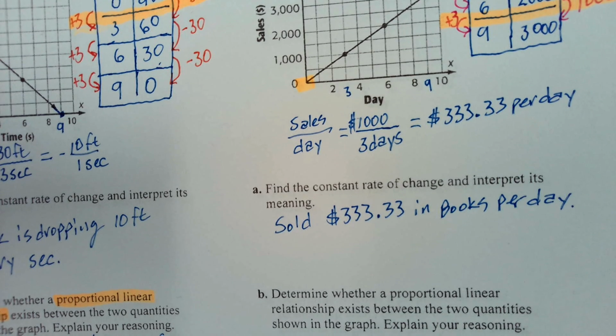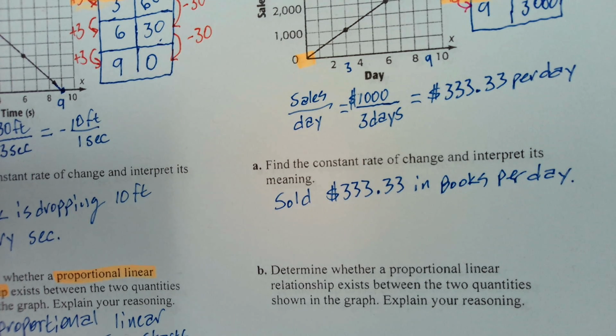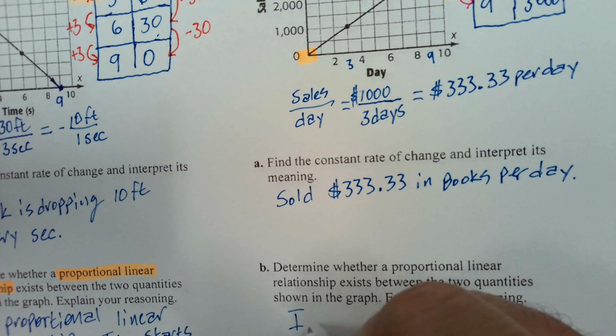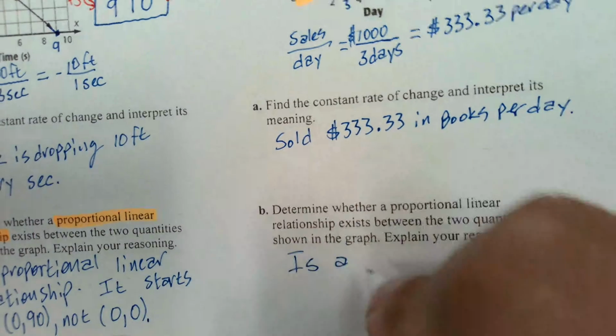And then determine whether a proportional linear relationship exists. Do we got one this time? Yep. So we could say it is a proportional linear relationship.